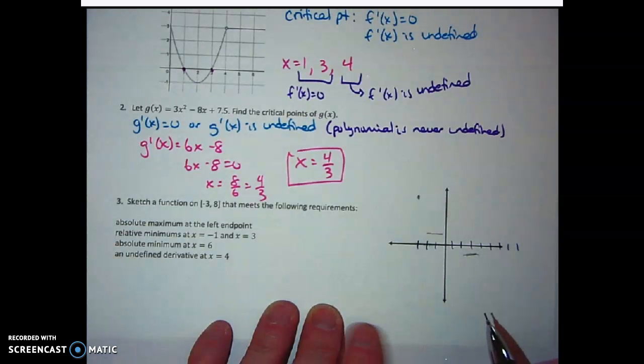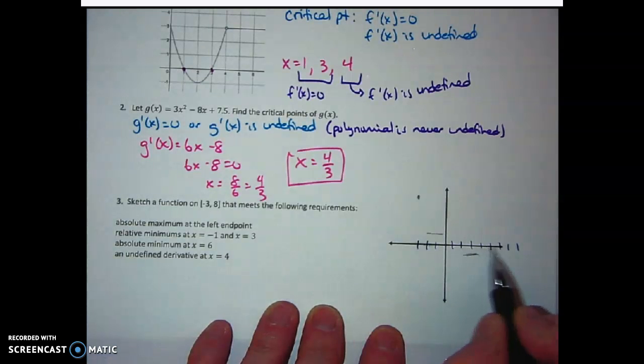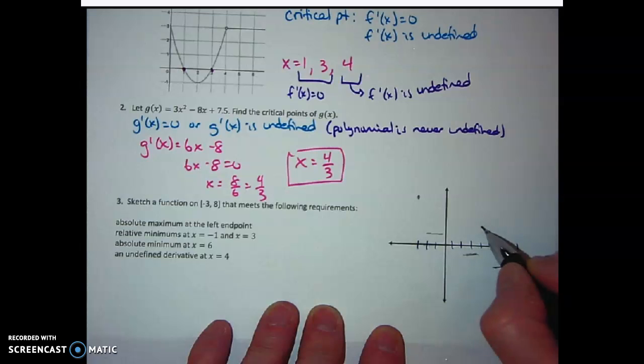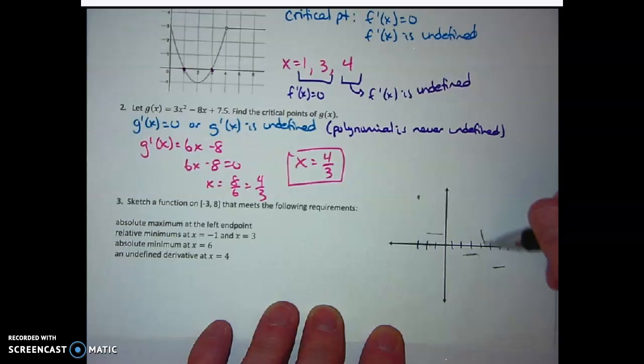And there's an absolute minimum at 6. That just means that this has to be lower than any other minimum. So I'm just going to draw it lower than any other minimum. And it's undefined at x equals 4. So it probably is going to have some sort of cusp at 4. So I'm going to draw this part like this.